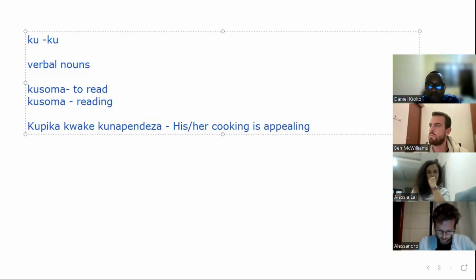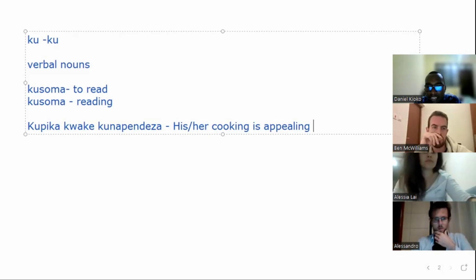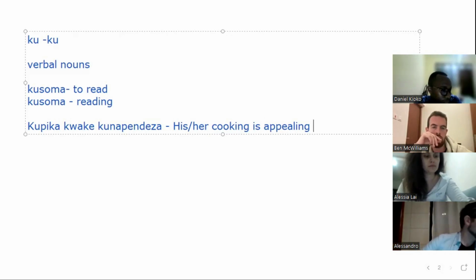His is coming from kwake. You remember ake? Ake is his or hers from the possessives we learned. And then the kw is there because of ku. But I am more concerned with the kupika. In this case, I mean the cooking, the action as a noun, a verbal noun. I don't know if it makes sense.